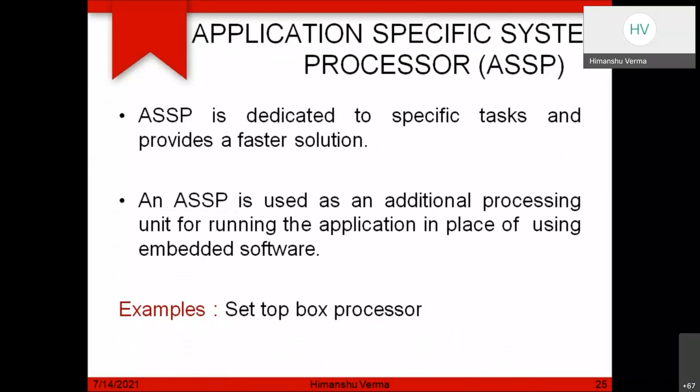Then we have application specific processors. Again, these kinds of processors are dedicated to some tasks to provide a faster solution. Now, the difference between this one and the previous one is that application specific processors can be used in place of software. So we can replace software with hardware to provide a faster or more dedicated solution, or for a real time system where delay is not acceptable. An example can be a set-top box processor, where work that we can do by software can be processed by that kind of system.